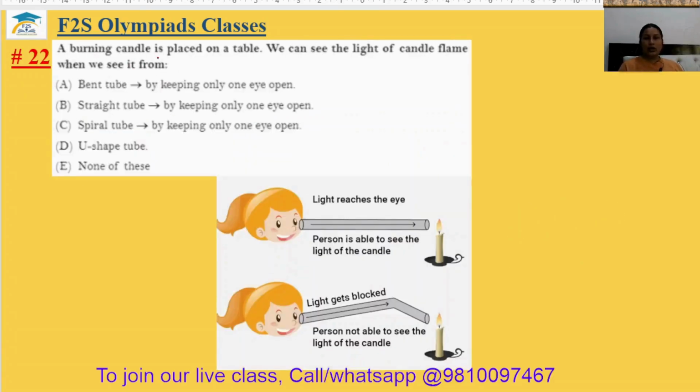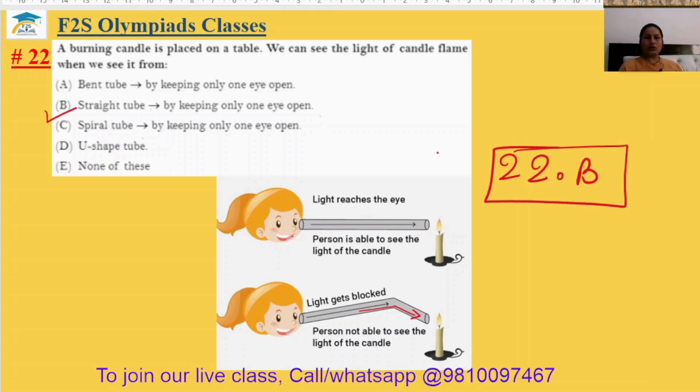Question number 22. A burning candle is placed on a table. We can see the light of the candle flame when we see it from a bent tube. If we see it from the bent tube, we cannot see the light. Straight tube, yes. Using the straight tube, we can see the light. Spiral tube, we cannot see the light because light only propagates in a straight path. So the 22nd answer will be option B. U-shaped tube, no, we cannot see because light travels in a rectilinear path.